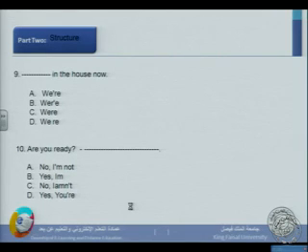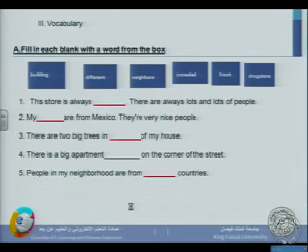اللي verb to be والcontraction وغيرها. في بعض الكلمات هون fill in the blank fill in each blank with a word from the box. وبدي إياكم تحفظوا هذه الكلمات لأنها ممكن تيجي في الامتحان. This store is always crowded. Crowded معناها ضاج في الناس. There are always a lot and lots of people.